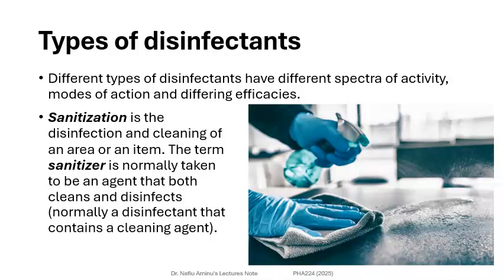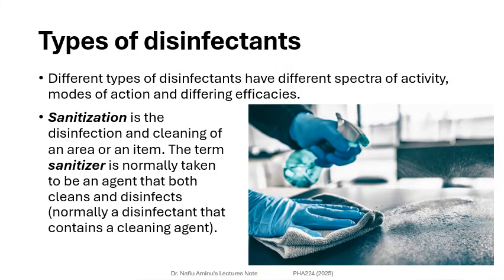First of all, one of the categories of disinfectant is sanitizers. A related term, sanitization, is the disinfection and cleaning of an area or an item. A sanitizer is normally taken to be an agent that both cleans and disinfects, normally a disinfectant that contains a cleaning agent. Sanitizers are chemical agents used to limit or reduce the concentration of microorganisms, but while you are limiting the concentration, you are also cleaning the surface. You are removing the bacteria as well as certain undesirable particles and debris on the surfaces.